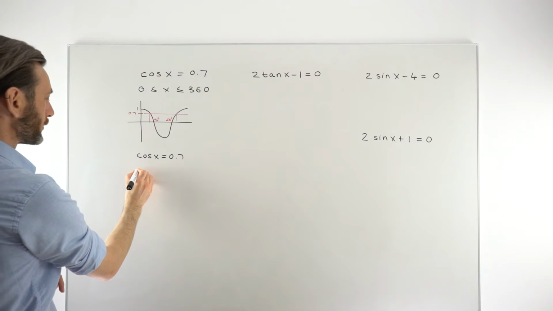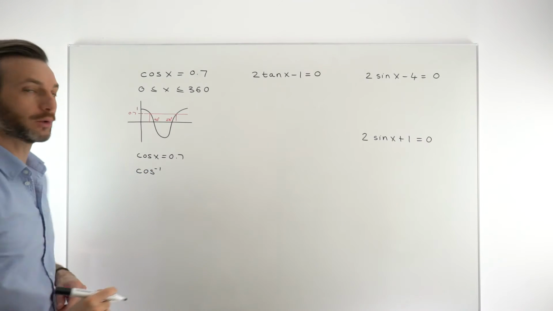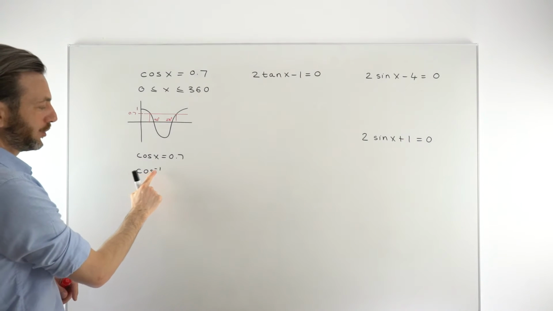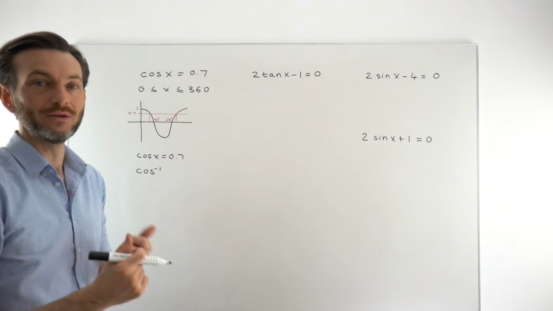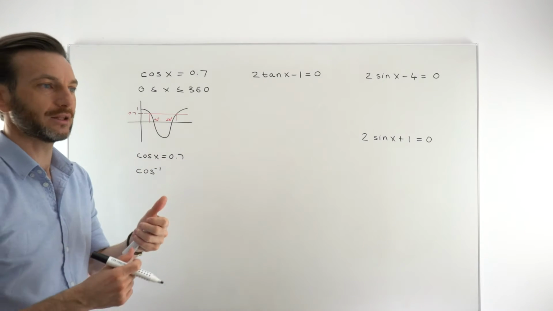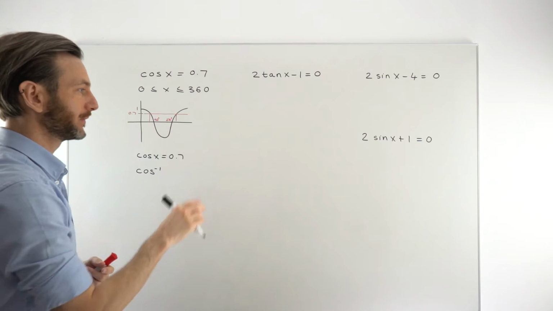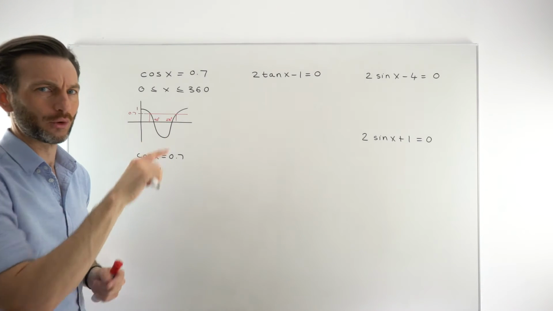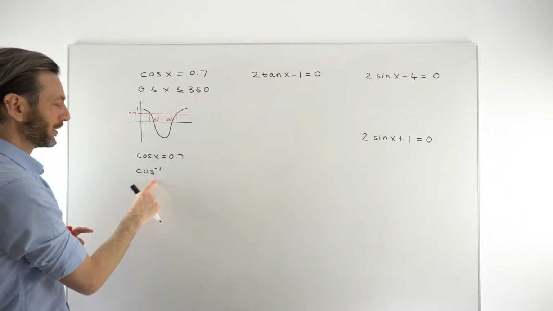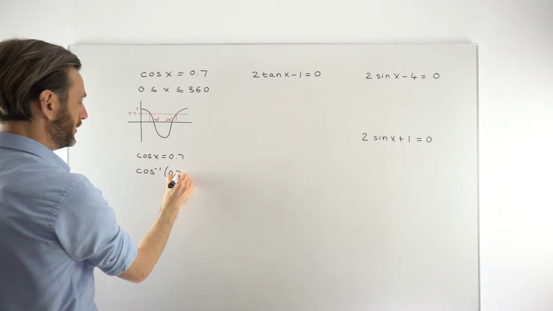The way you're going to solve these is to use something called the inverse. If you look on your calculator, you'll find a button that says cos minus 1. That's called the inverse of cos, inverse cosine. Usually you activate that with the shift button, and it's usually above the cos button, written in little yellow or white writing. So it's hidden on there somewhere. So cos minus 1 of 0.7.